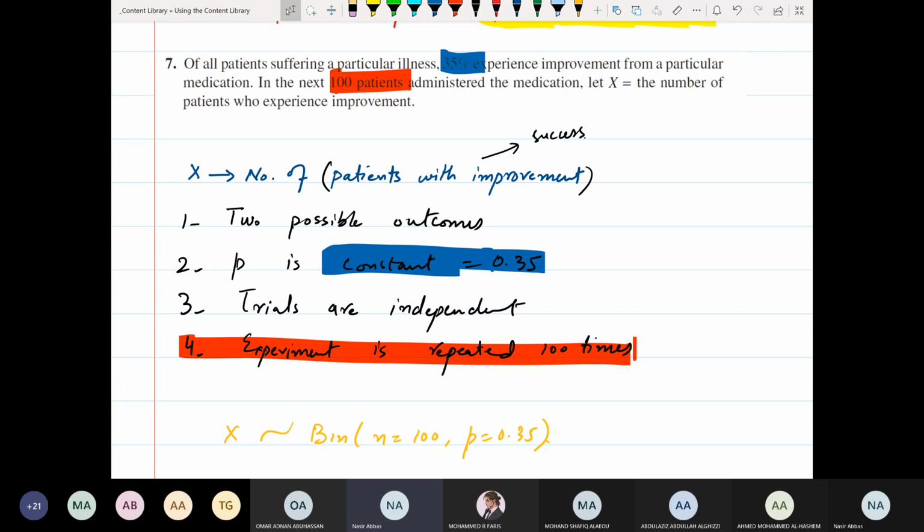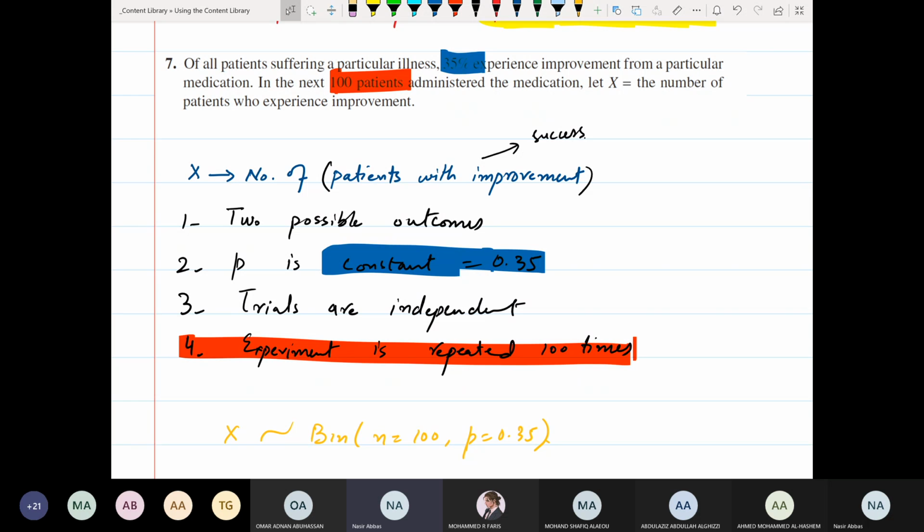What if I switch X and N, so N becomes variable and X becomes fixed? What if I ask you the question: of all the patients suffering from a particular illness, 35% experience improvement. What if I tell you that I'm going to start selecting patients one by one? For each patient, I will check if he's experiencing improvement or not. And I will keep checking patients until I have 10 patients who experience the improvement. So I want 10 successes.